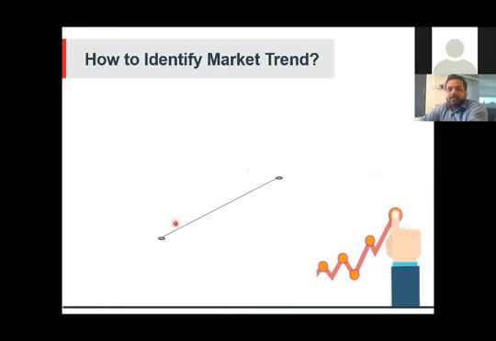So this is just one point, that liquidity is basically the main factor which drives the market higher.